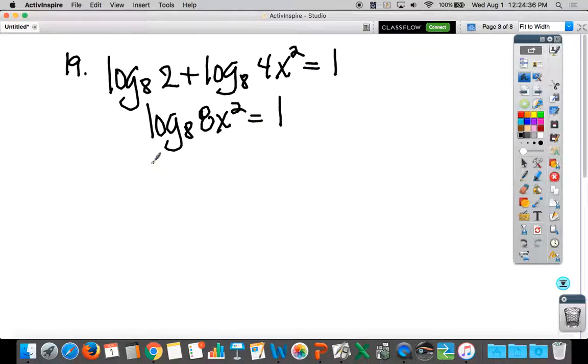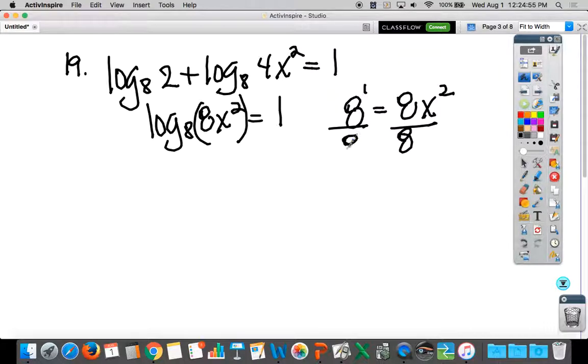Can I drop the log? Is this, and let me put this in parentheses, is this log form? Yes. What's my base? Raised to the equals 8x squared. Divide by 8. What's 8 divided by 8? What do I have to do? Square root. What's my answer? Positive or negative 1.